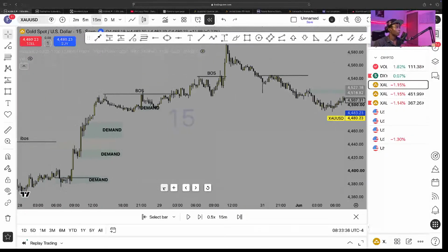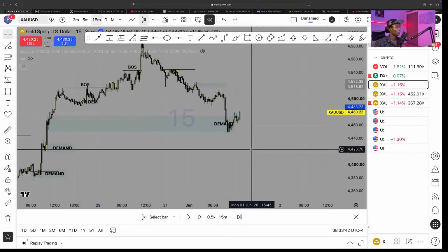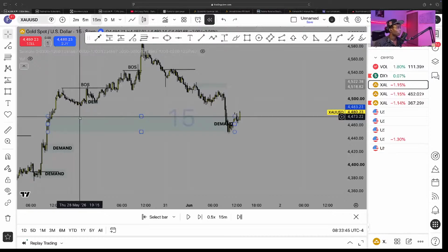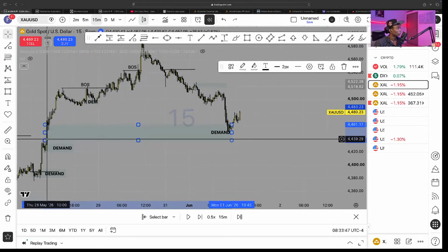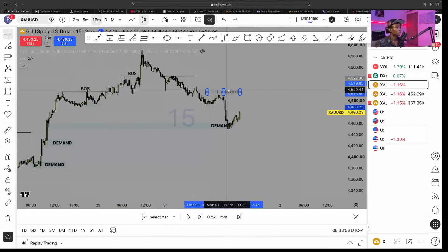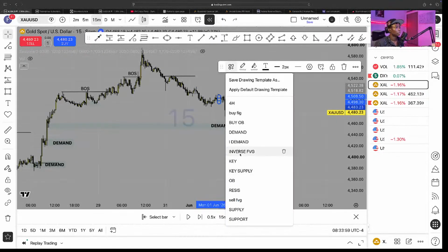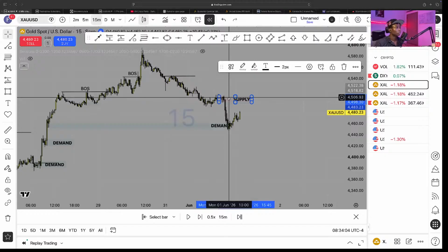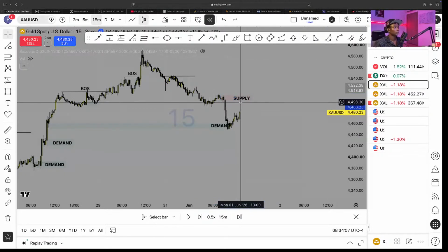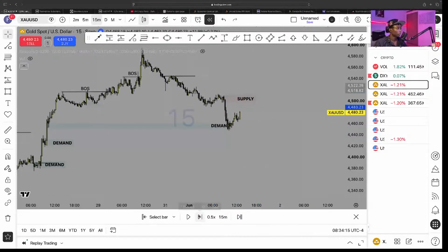We had a fresh demand zone on this area. You guys remember this demand zone I marked here earlier? I just decided to bring that to the week. So this is the new supply zone. Label that supply. Now whenever you have a demand, there must be a supply, because for you to have a demand, there is a supply. For you to have a supply, there will be a demand. So let's see what is gonna happen here.